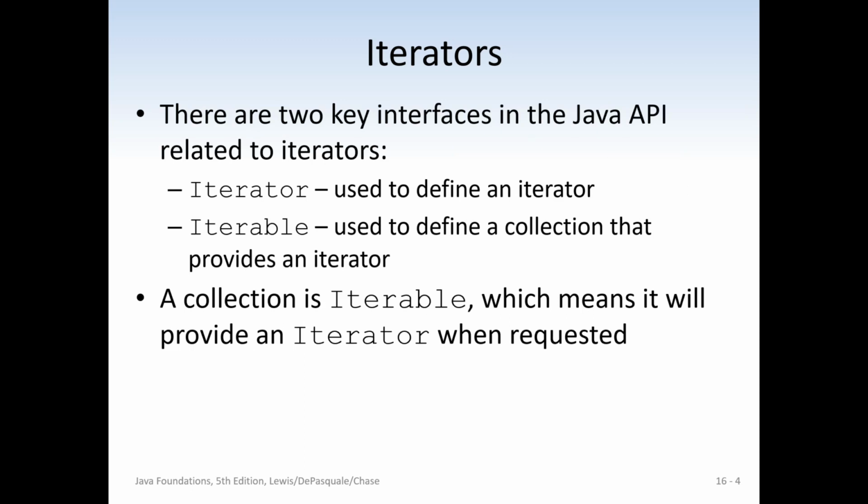So there are two key interfaces in the Java API related to iterators. The first is the Iterator interface, and that actually defines the iterator. And then there's the Iterable interface, which defines a collection and provides an iterator. We saw before that things were listed as Iterable. If you're writing a collection and it's going to provide an iterator, it needs to implement the Iterable interface, which is super simple. A collection that's iterable just means that it's going to provide an iterator when it's requested.